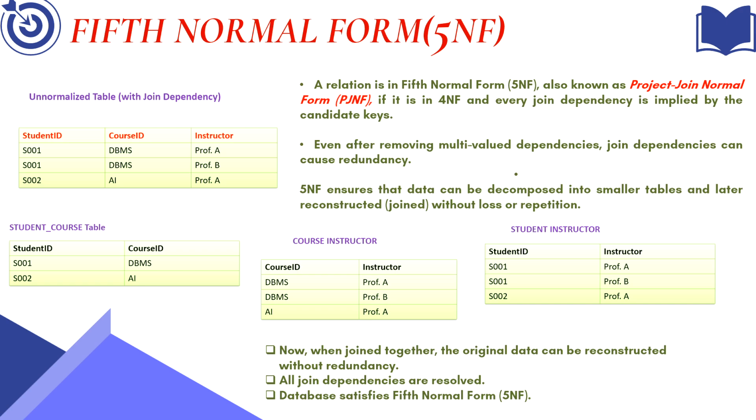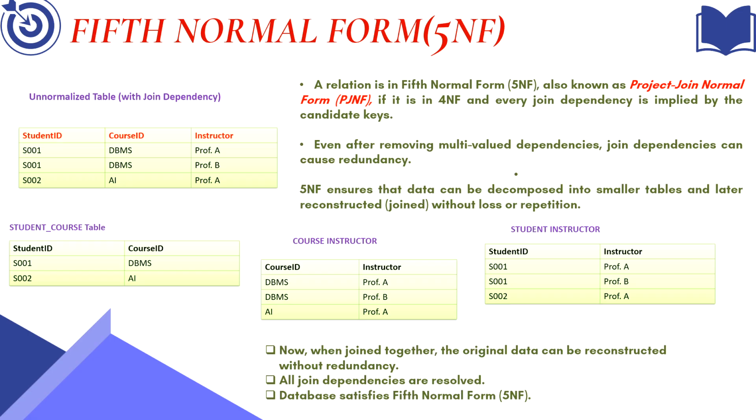Even after applying 4NF, sometimes redundancy can occur due to join dependencies. This happens when data is reconstructed from smaller tables but produces extra or duplicate information. 5NF deals with such complex relationships. A table is said to be 5NF if it is already in 4NF and every join dependency is implied by the candidate keys. In other words, a 5NF table can be decomposed and rejoined perfectly without losing or adding extra data. It ensures a lossless join and fully normalized structure.